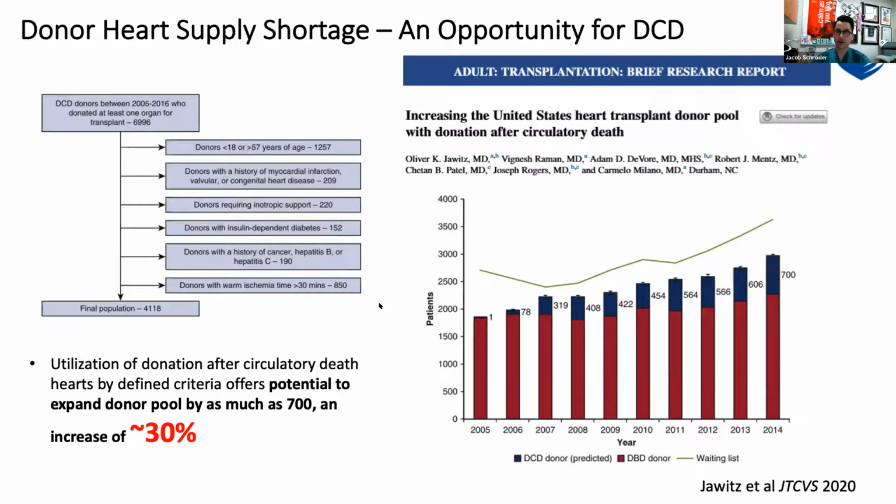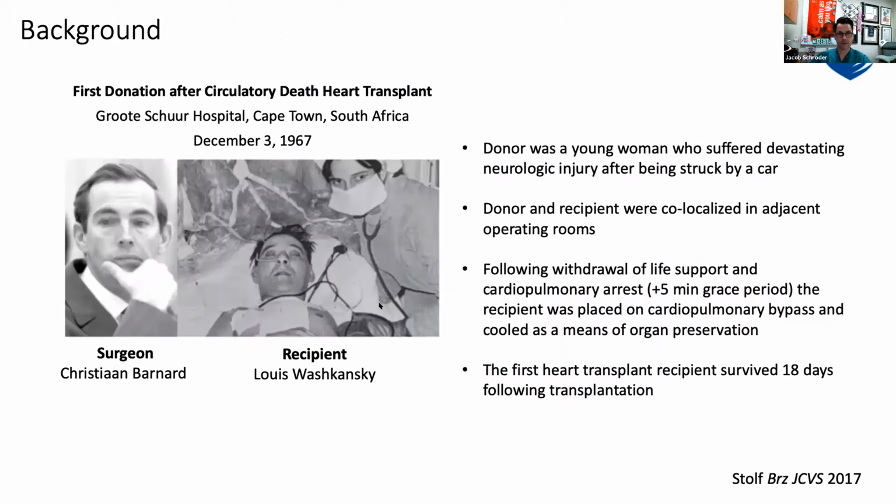Now, what I will say is that from our volumes, we're seeing an even greater increase in donors and transplantations. Of note, the first heart transplant ever done, by Christiaan Barnard in 1967, was actually a DCD donor heart transplantation. The donor was a young woman who was struck by a car and had a devastating neurologic injury. The donor and recipient were co-localized in adjacent operating rooms, similar to what has been done up at NYU essentially. Following withdrawal of life support and a 5-minute wait, like we generally do, the donor was placed on cardiopulmonary bypass, and the transplant was undertaken.